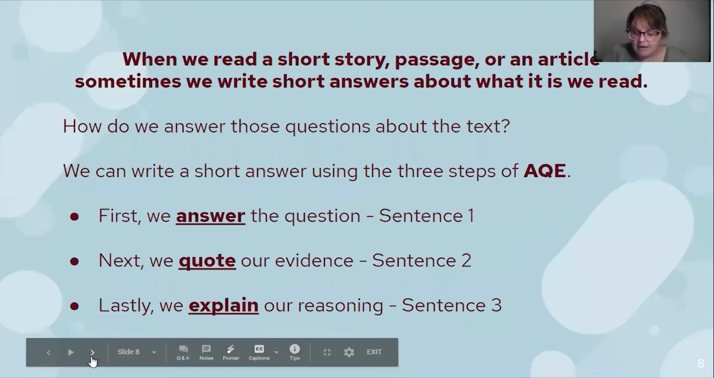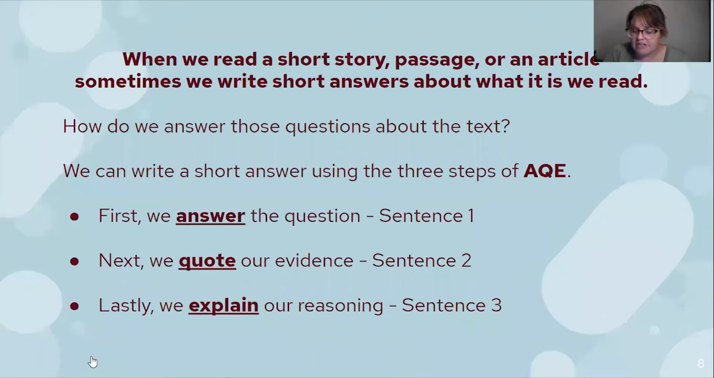Now that we've talked about types of text evidence, let's look at a strategy we can use to write a short essay type answer. When we read a short story, a passage, or an article, sometimes we write short answers about what it is we read. How do we answer those questions about the text? We can write a short answer using the 3 steps of this strategy, AQE.